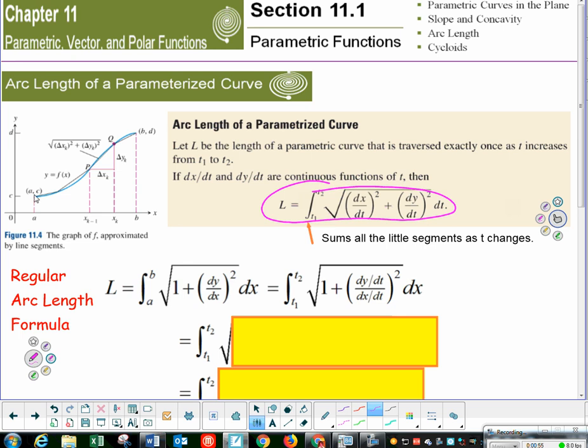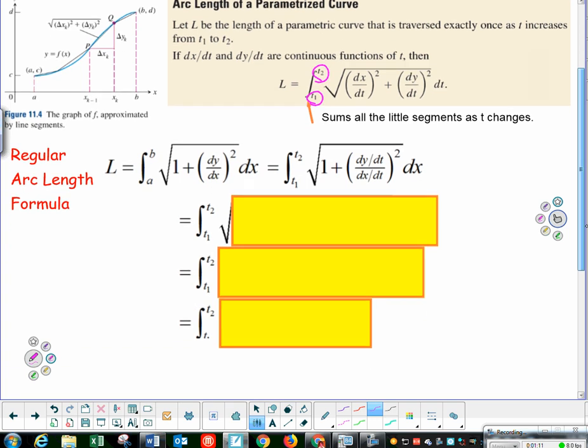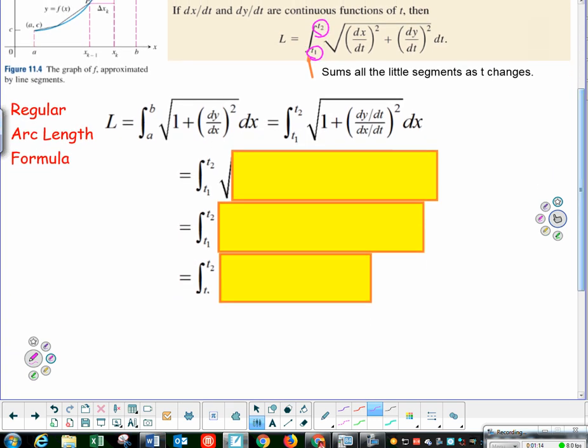And you can see the distance formula, and here's change of x squared, here's change of y squared. And then we'll integrate, notice the parameter now, t, from a certain t to a certain t, becomes our bounds on the integral. And then it's with respect to dt.